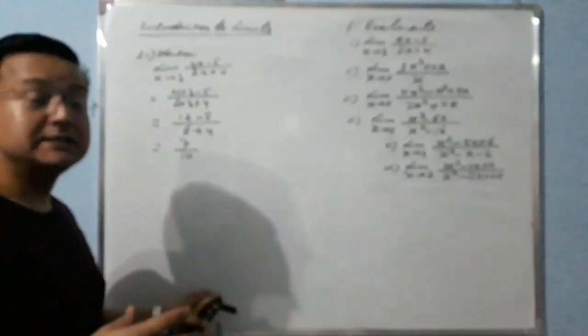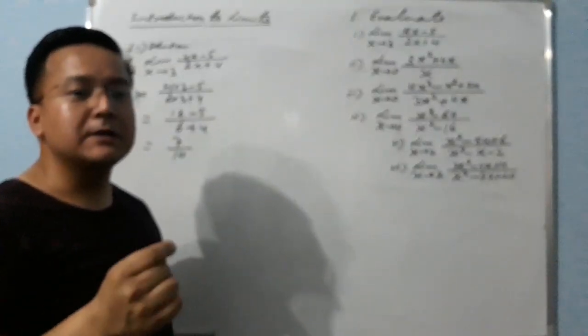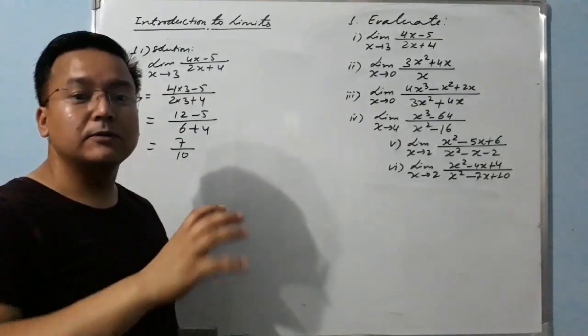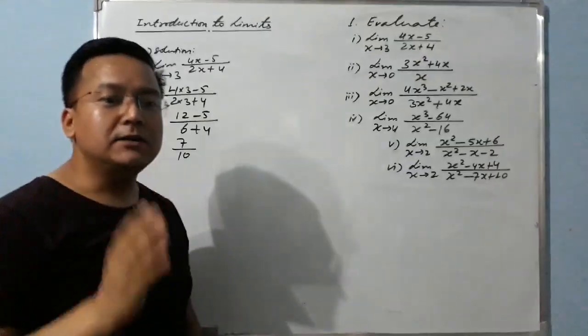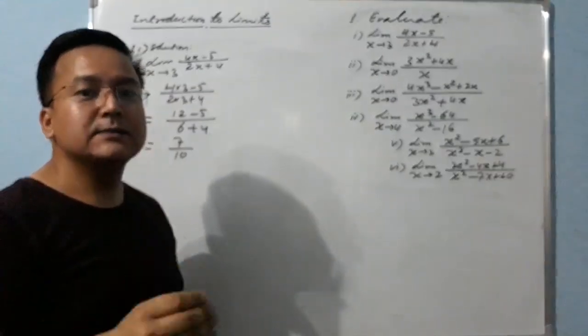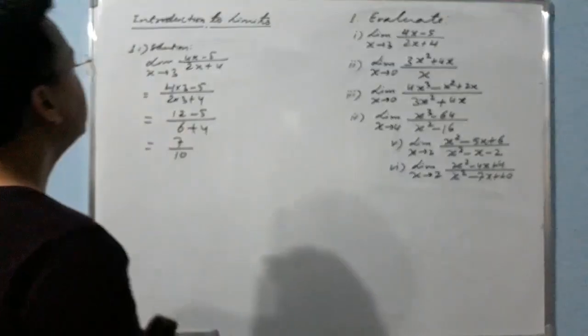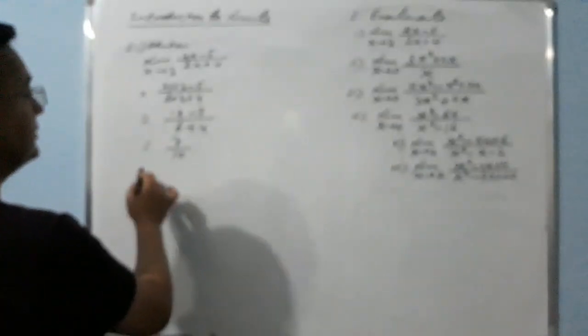Some students find the limit of the function in terms of a variable. So please don't find it in terms of x. If you are getting an answer in terms of x, this means you are wrong. Surely you are wrong somewhere. Now second.